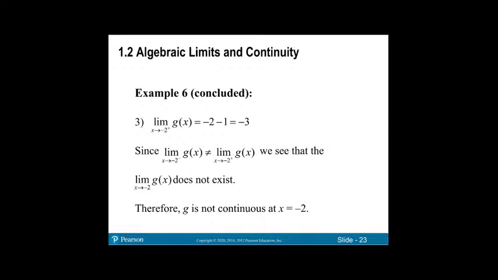So the limit as x approaches -2 from the right approaches -3. So notice that the limit from the left is not equal to the limit from the right. And so we say that this limit does not exist. So therefore, g is not continuous at x equals -2.